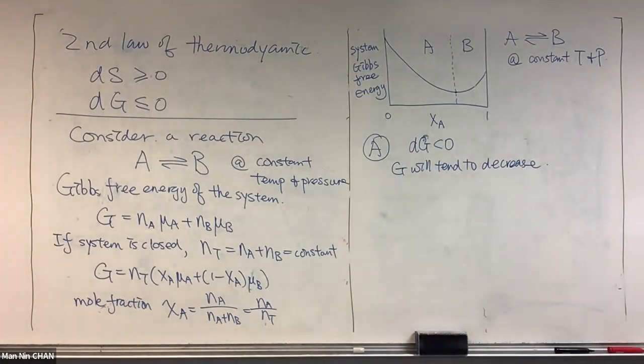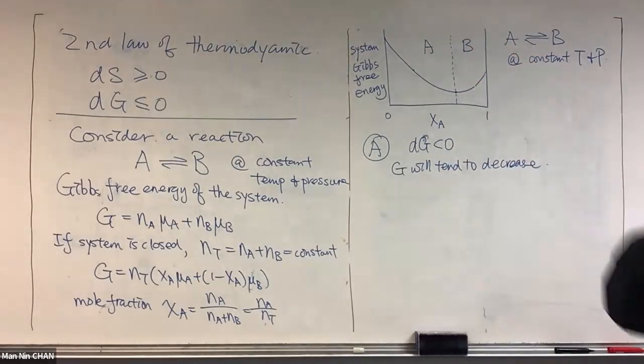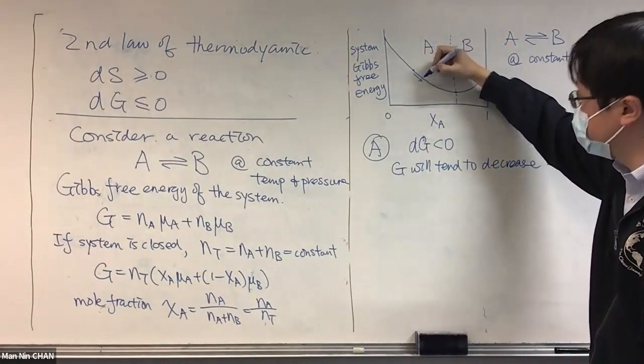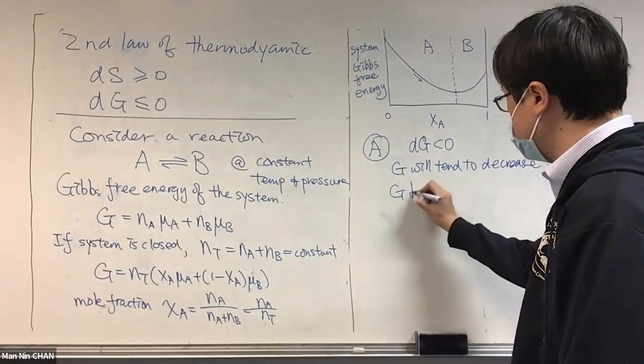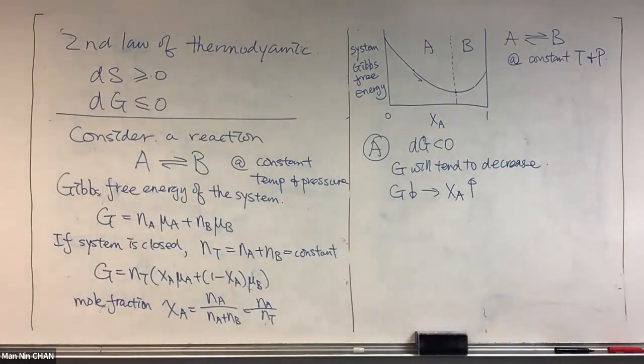So what will happen in this case? Your Gibbs free energy tends to decrease. For example, if a point is in this region A, the Gibbs free energy of your system will tend to decrease. Therefore, the system will shift to the right, so the Gibbs free energy decreases and your mole fraction of A will tend to increase in this region A. That means some of your B will convert to become A here.